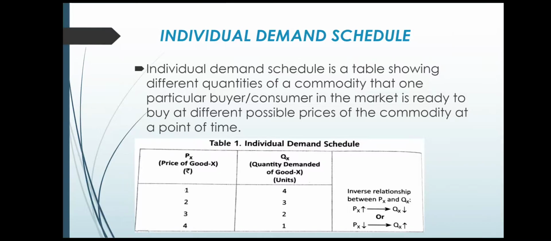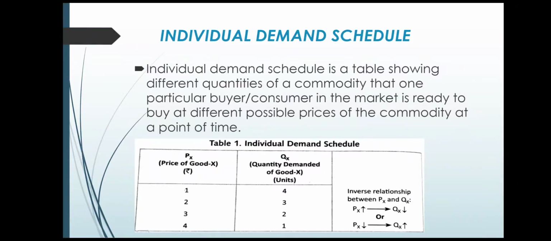So let us study about individual demand schedule. Individual demand schedule is a table showing different quantities of a commodity that one particular buyer or consumer in the market is ready to buy at different possible prices of the commodity at a point of time. So this tabular form is showing that there are certain prices of commodity X, and pertaining to that price, how much quantity of good X has been demanded.